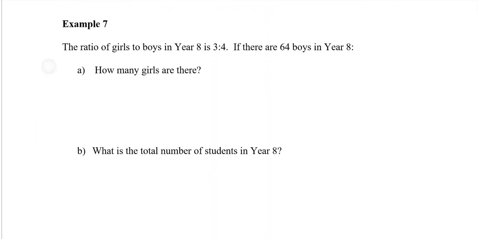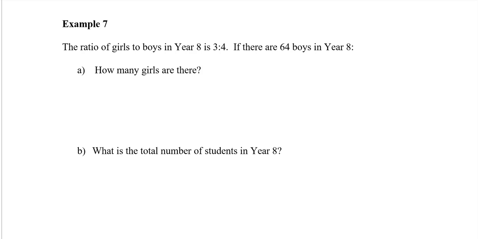Question 7. The ratio of girls to boys in Year 8 is 3 to 4. If there are 64 boys in Year 8, how many girls are there? It looks very similar to what we were just doing, but there is a difference. Normally, we are told the total number of people. So we might be told, the left-handers to right-handers, but there's a total of 30 kids in the classroom, whatever it was. In this one, we're told that the ratio is 3 to 4, and there is 64 boys. We already know how many boys there are. We don't know the total.